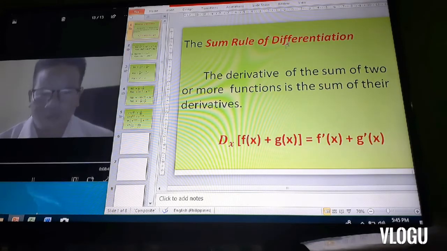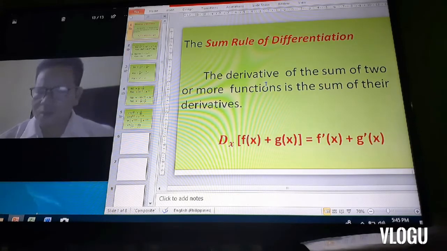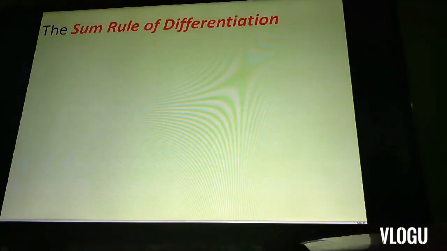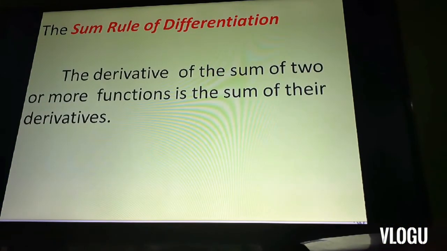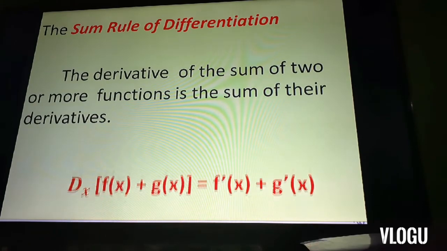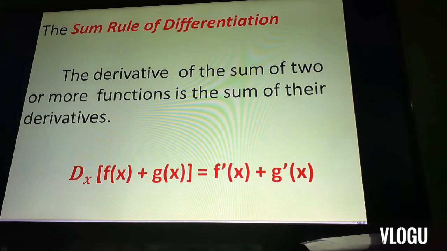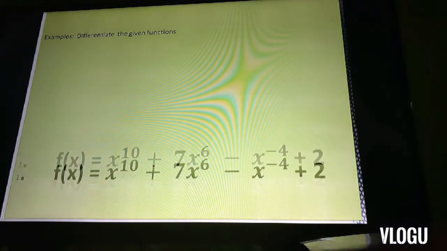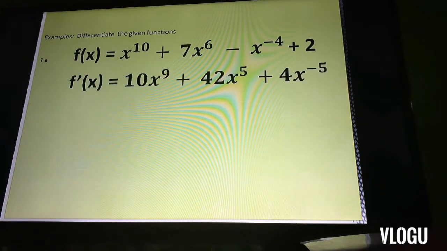Let's talk about the sum rule of differentiations. The sum rule of differentiations is in the form of: the derivative of the sum of two or more functions is the sum of their derivatives. And it is in the form of d/dx of f of x plus g of x, which is also equivalent to the first derivative of f of x plus the first derivative of g of x.